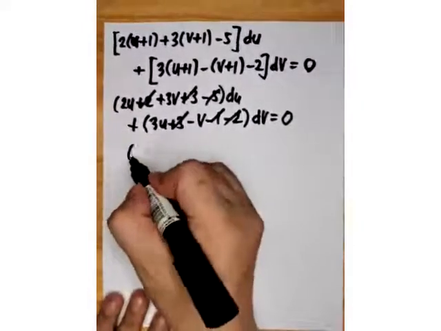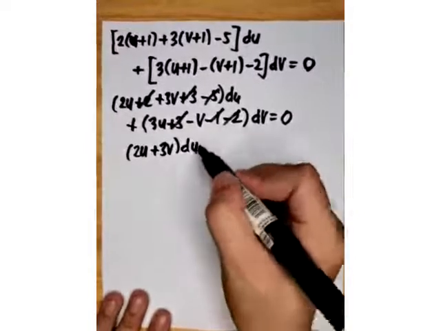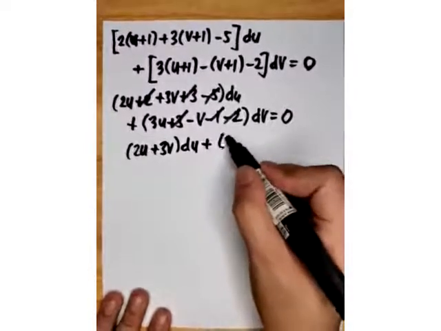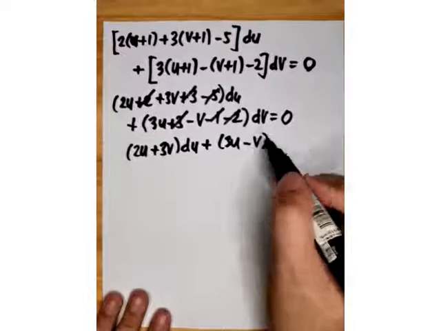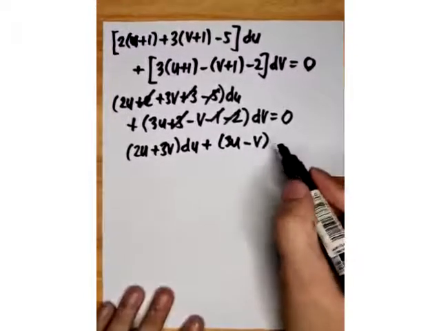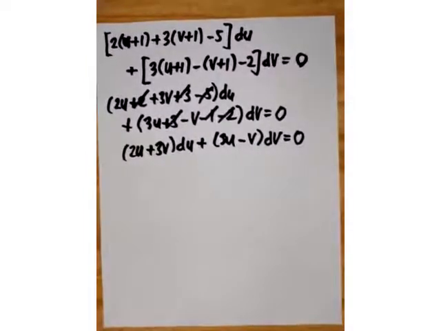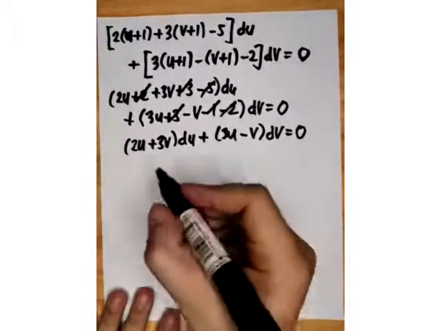So, matitira ay 2u plus 3v du plus 3u minus v dv is equal to 0. Ayan. Okay. So, the equation has become now homogeneous. Ayan. Since homogeneous na siya, we will solve it using homogeneous equation.